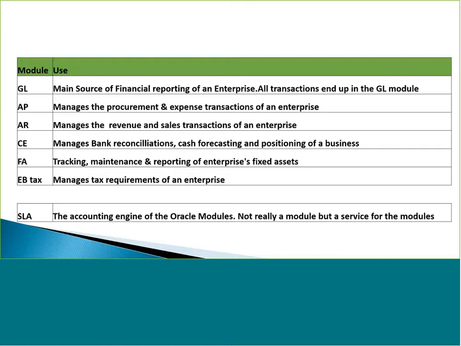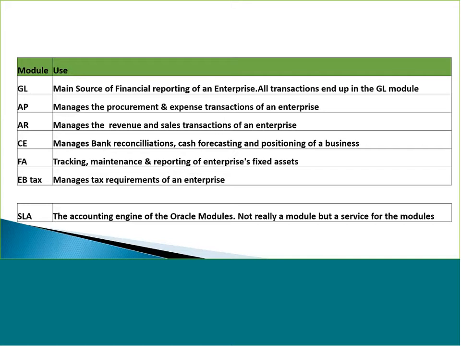The other module is accounts payables, or AP. That module manages the procurement and the expense transactions of an enterprise. You're going to learn about that module as part of this training, and it should take you less than a month. The other module is accounts receivables, which is called the AR module. It manages the revenue and the sales transactions of an enterprise. That module should take you around a month, or less.